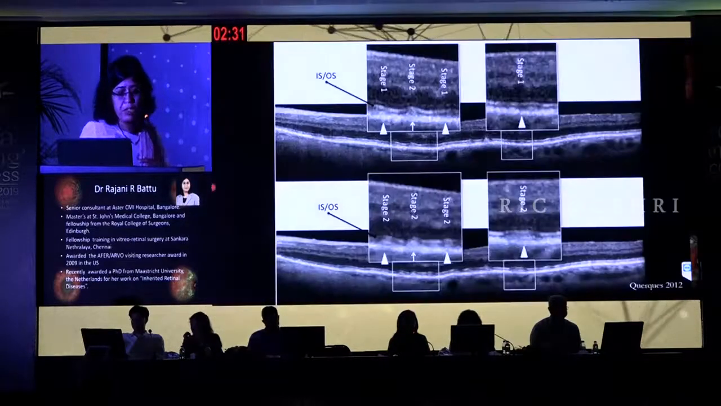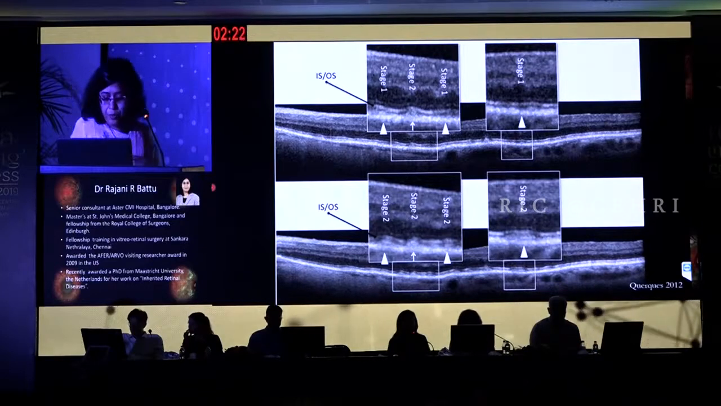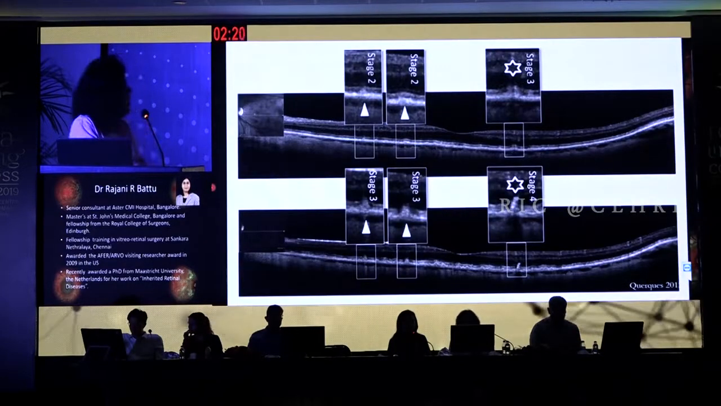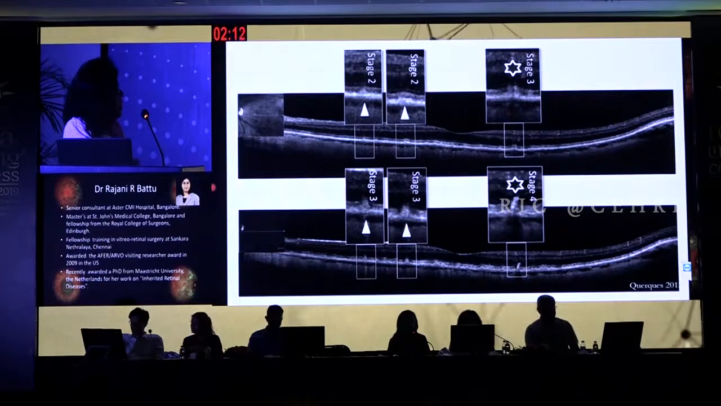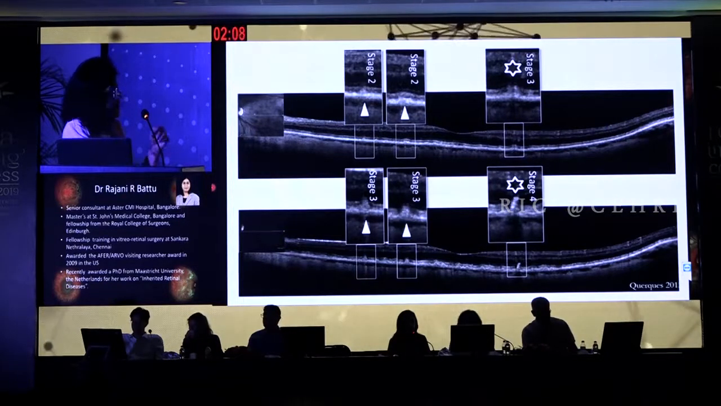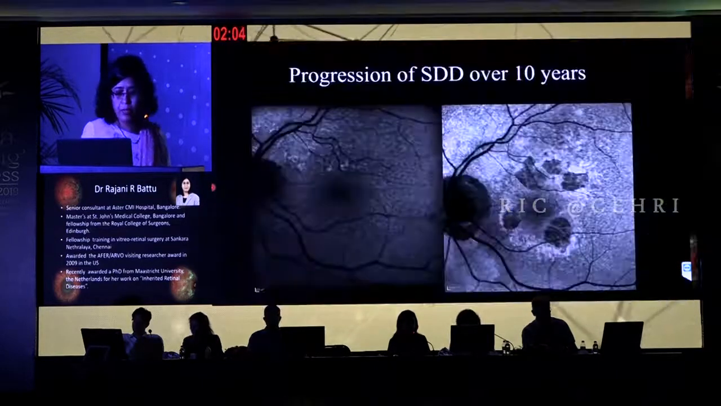That's to show the progression over 2 years. So that's an area where you have a progression from stage 1 to stage 2, similarly, and again a stage 1 to stage 2. And that's an OCT that shows over 2 years progression from stage 2 to stage 3, where you see the loss of the ellipsoid zone around that. Stage 3 to 4, where there is a resorption of the drusenoid deposit.